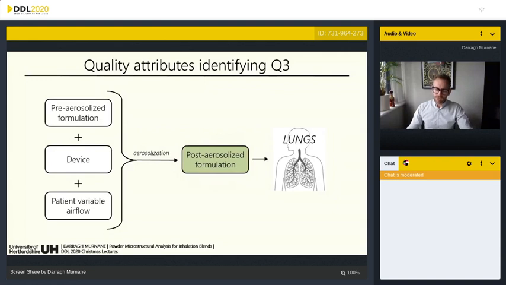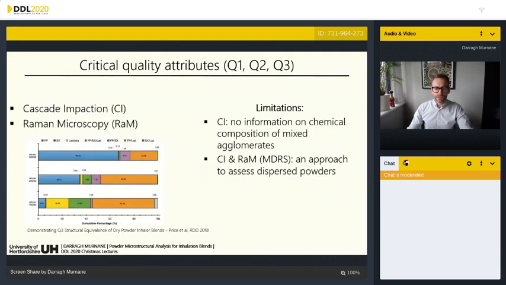So there's been a vast amount of work undertaken in the last 5 to 10 years, really looking at these post-aerosol formulations. And the typical approach that's used, of course, is cascade impaction. So we need to understand the particle size distribution and the chemical species of those aerosol particles. And that's a relatively well-established process using cascade impaction to work up the chemical dose to deposition and the particle size distribution.